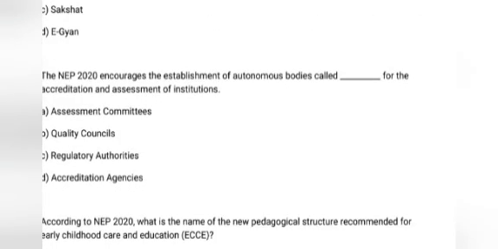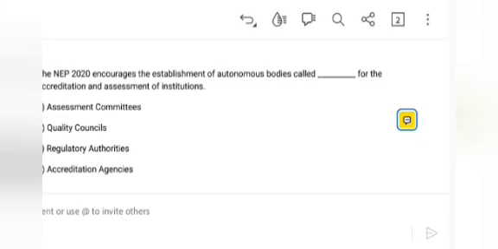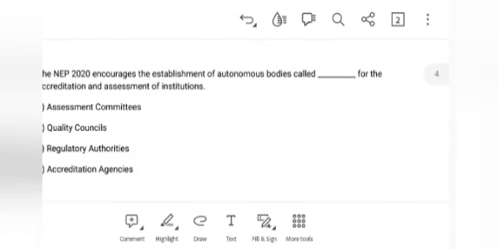Next, NEP 2020 encourages the establishment of autonomous bodies called what for the accreditation and assessment of institutions? Assessment committees, quality councils, regulatory authorities, accreditation agencies. Okay, it will be quality councils.